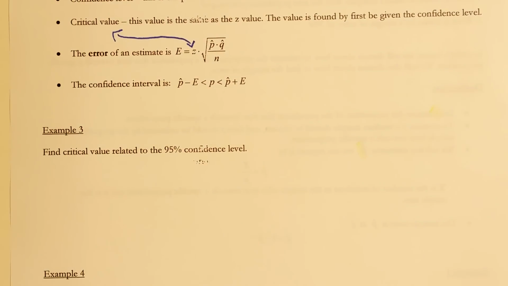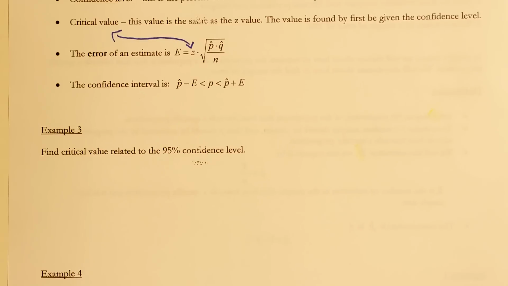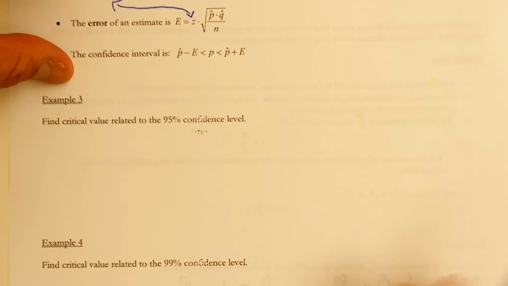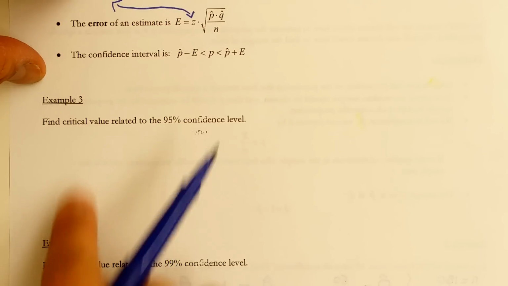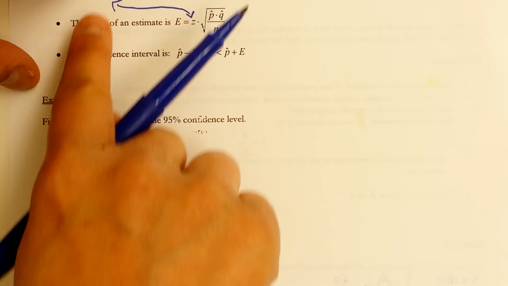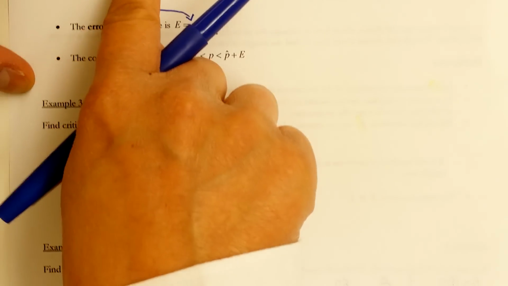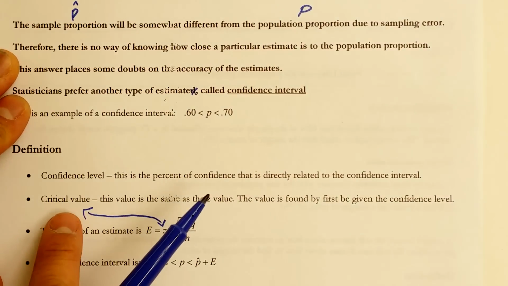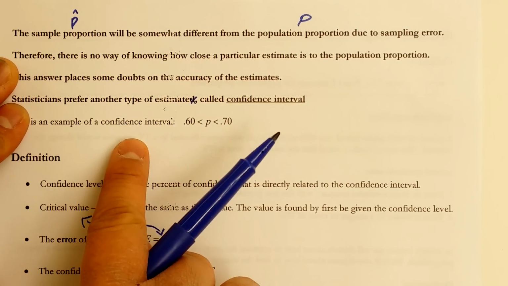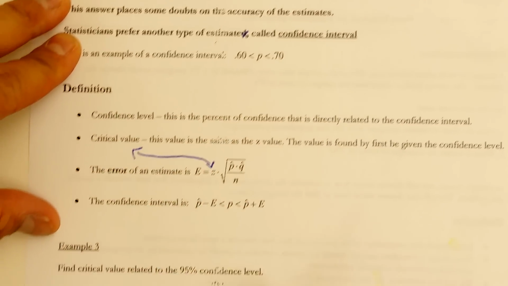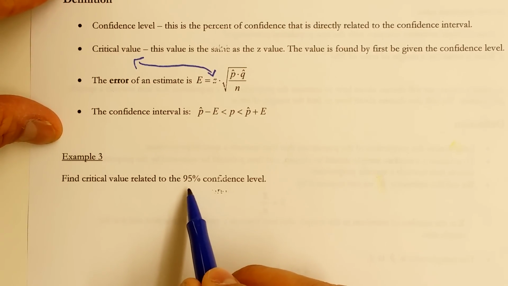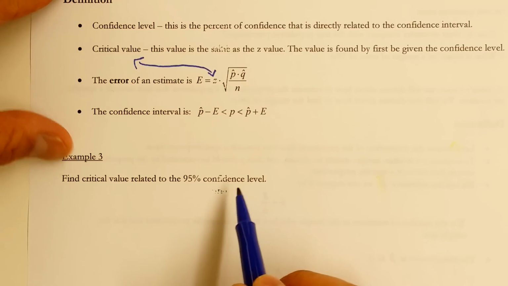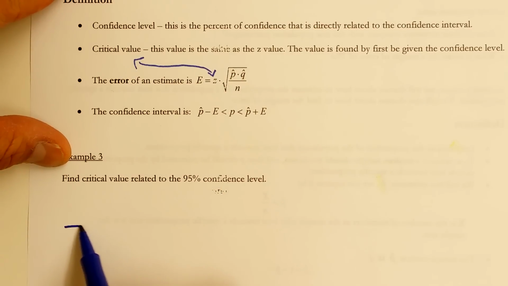So let's say we want to find the 95% confidence level. In the next two examples, I will show you how to find the critical value, because that's pretty important in order to find the confidence interval. Finding the critical value is important in order to find the confidence interval, okay? So find the critical value related to a 95% confidence level. Here's what I want you to do. Go ahead and sketch a normal curve like this.